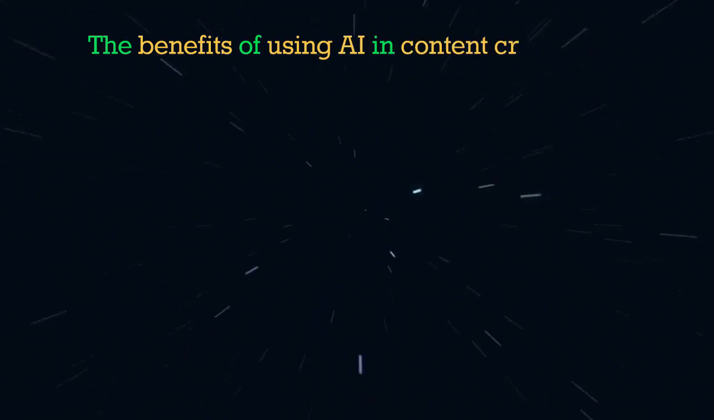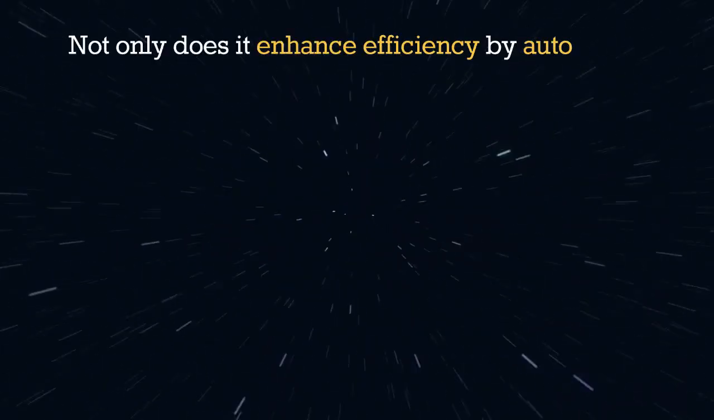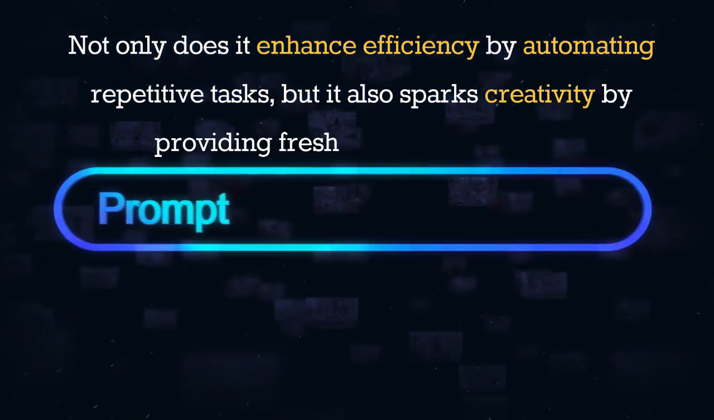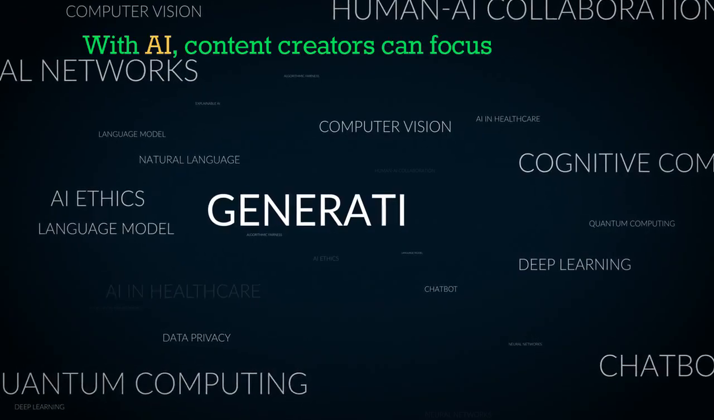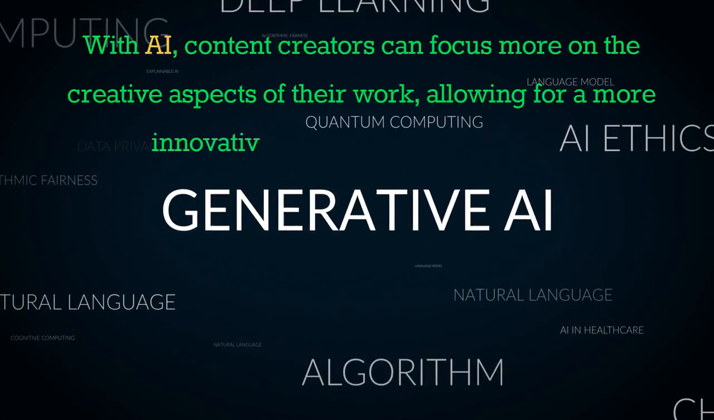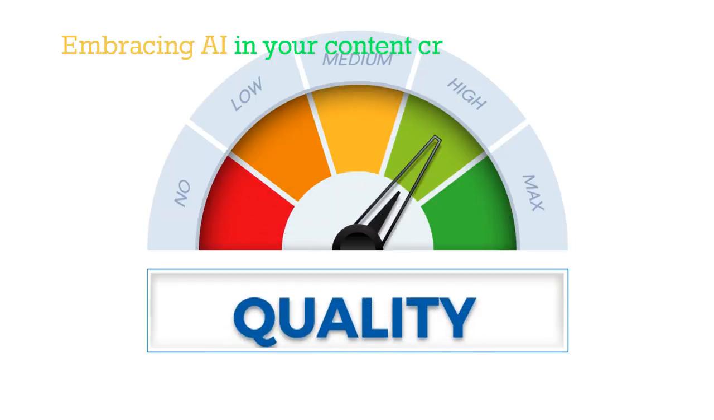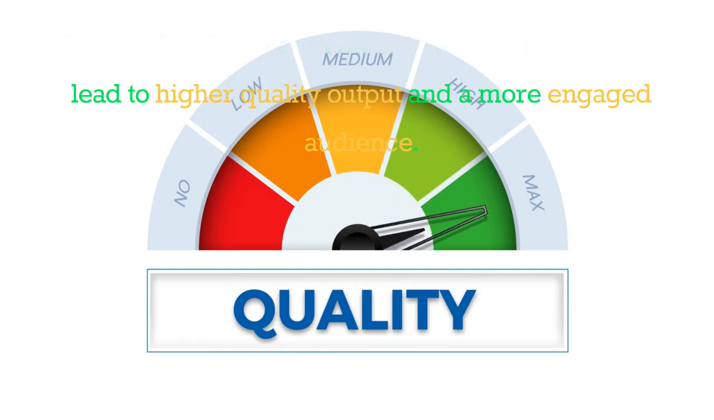The benefits of using AI in content creation are substantial. Not only does it enhance efficiency by automating repetitive tasks, but it also sparks creativity by providing fresh ideas and insights. With AI, content creators can focus more on the creative aspects of their work, allowing for a more innovative approach to storytelling. Embracing AI in your content creation process can lead to higher quality output and a more engaged audience.